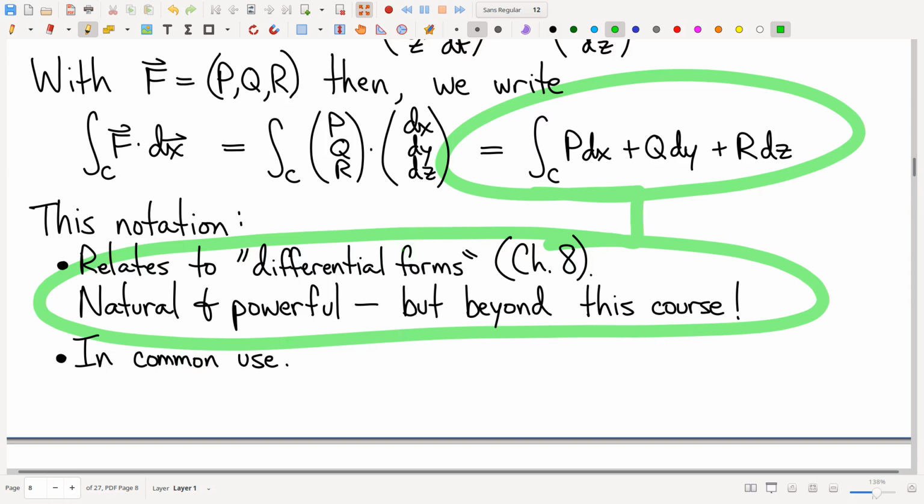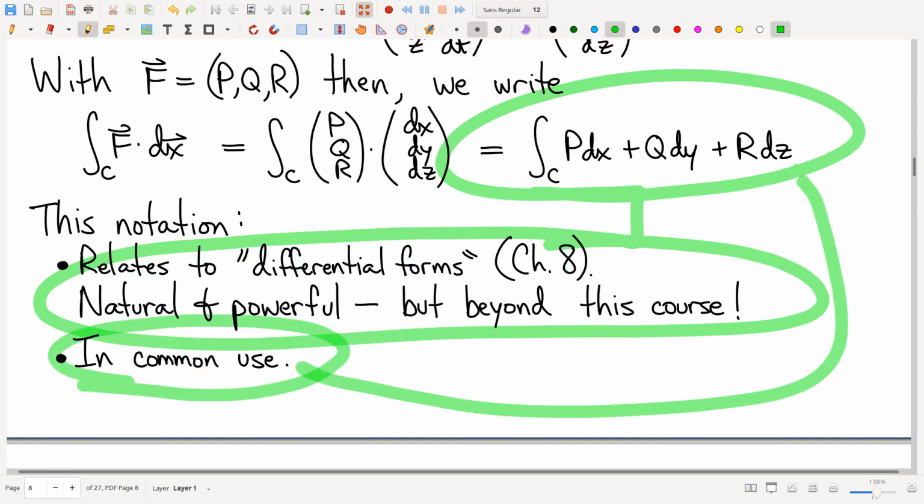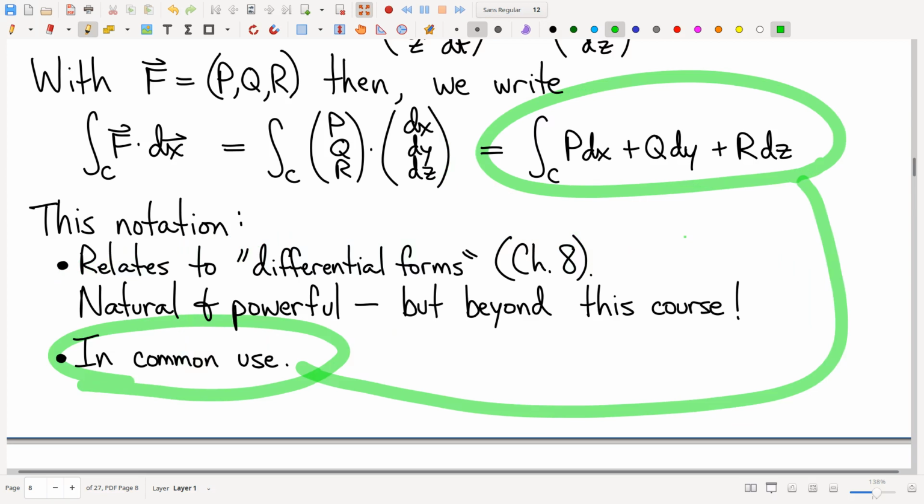That said, because of this cultural point, this notation is in common use. And that means that whether you like it or not, you're going to see this notation out there. Whether you can make use of this power or not, you are going to see this notation out there. So when you see this notation, just remember it's just a notational alternative for vector line integral. That's all it is.